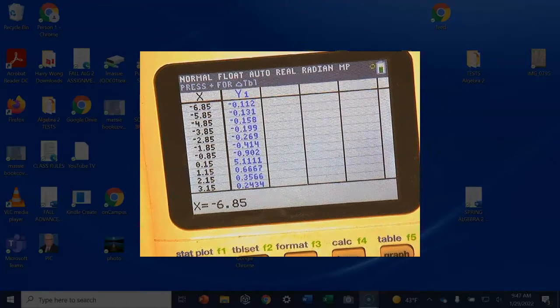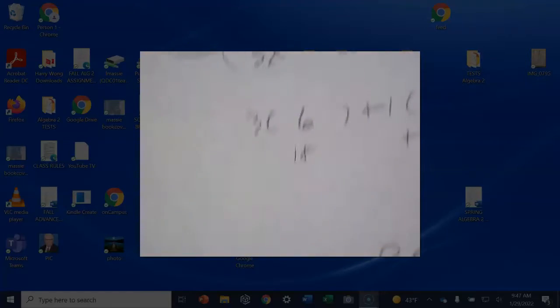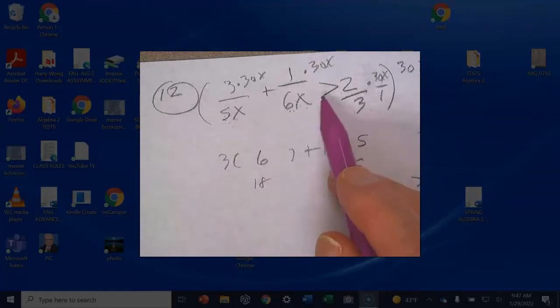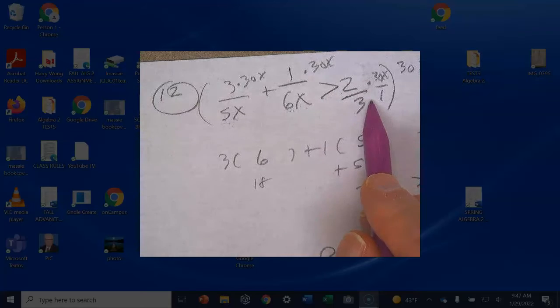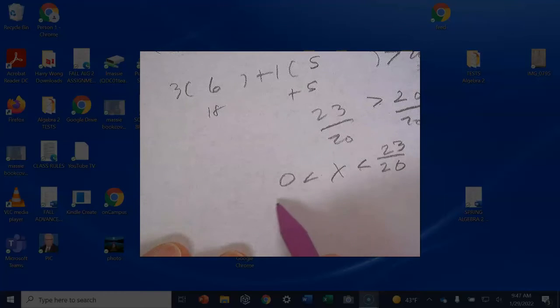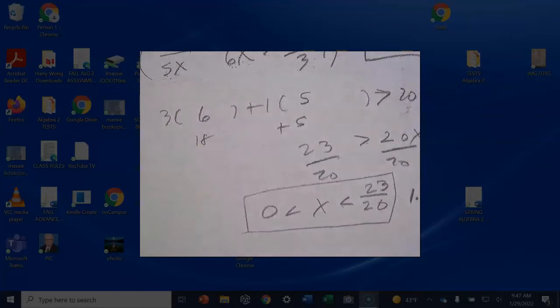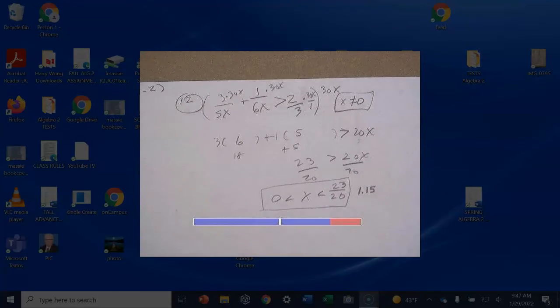All those negatives are never going to work. Because think about this. If this side is negative, it's not going to be greater than some positive number. So this was sort of a narrow, the answer was squeezed in between these two. You can read that on your calculator screen. That'll be enough on that one, and we'll return.